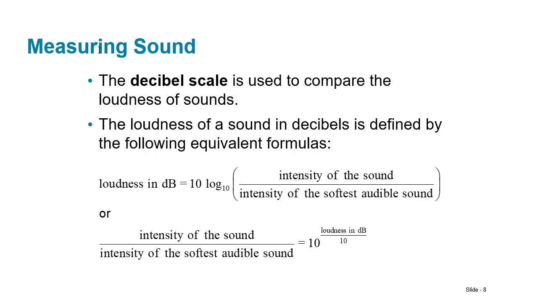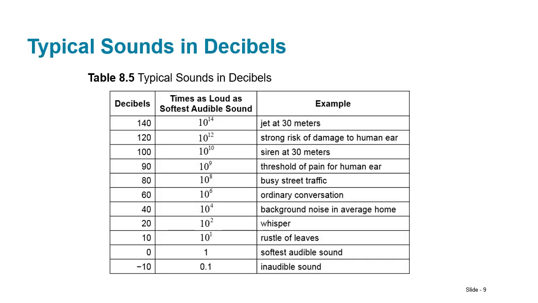Now, if we want to measure sound, we put it on the decibel scale, and it's used to compare the loudness of sounds. The loudness of a sound in decibels is defined by the following equivalent formulas. So the loudness in decibels is equal to 10 log 10, again, this is just 10 log, of the intensity of sound over the intensity of the softest audible sound, or the intensity of the sound over the intensity of the softest audible sound is equal to 10 raised to the power of the decibel reading over 10.